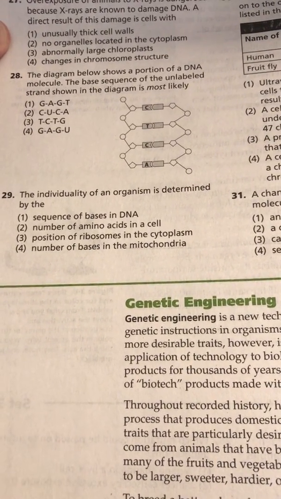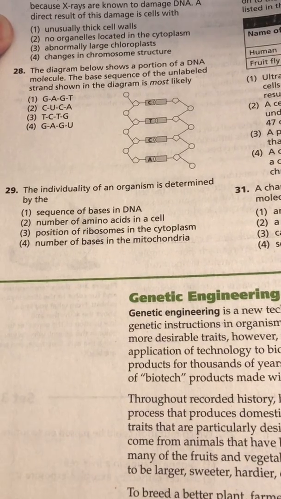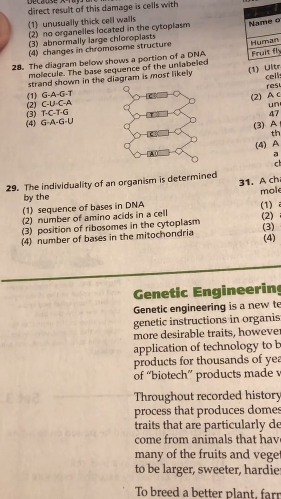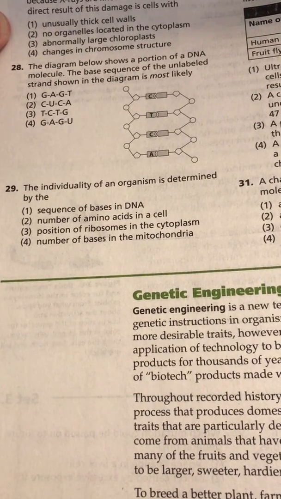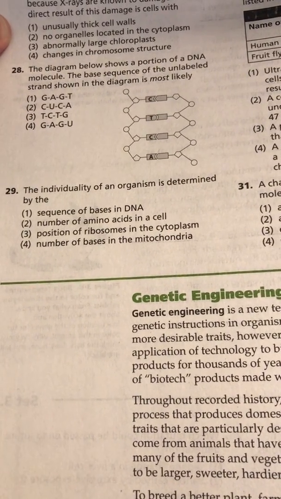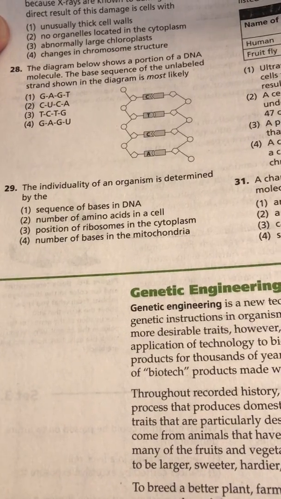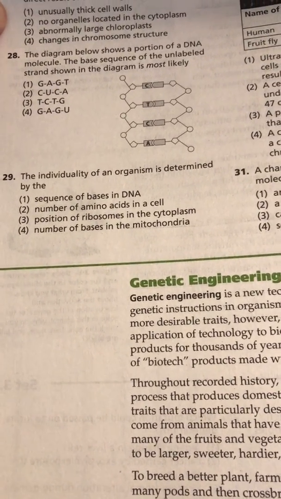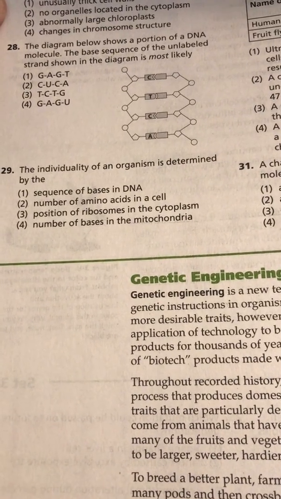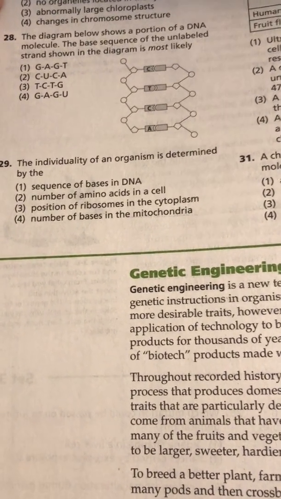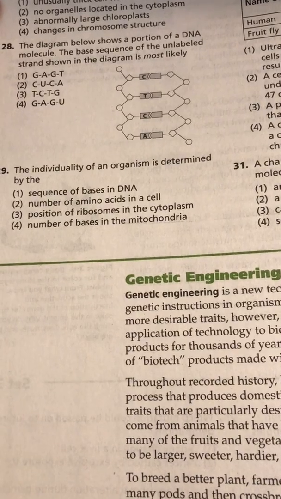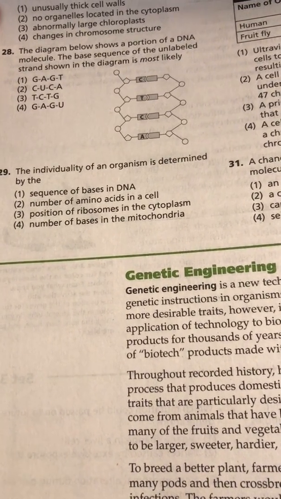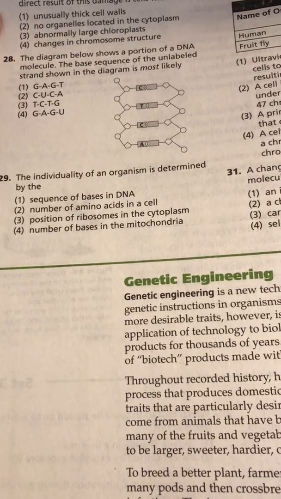28. The diagram below shows a portion of a DNA molecule. The base sequence of the unlabeled strand shown in the diagram is most likely 1. GAGT, 2. CUCA, 3. TCTG, or 4. GAGU. 29. The individuality of an organism is determined by the sequence of bases in DNA, number of amino acids in a cell, position of ribosomes in the cytoplasm, or number of bases in the mitochondria.